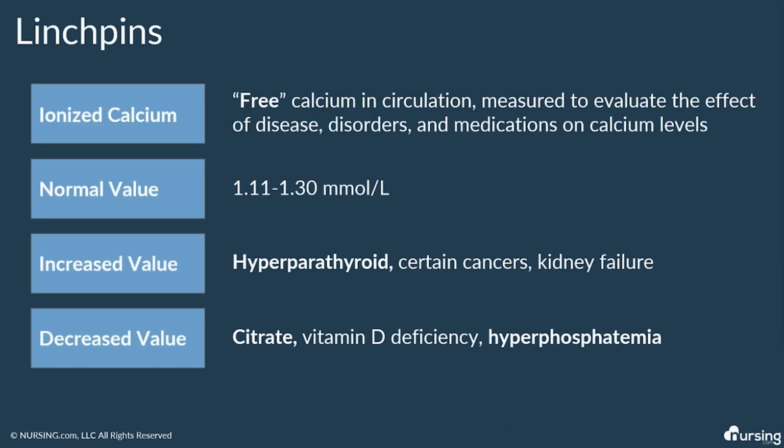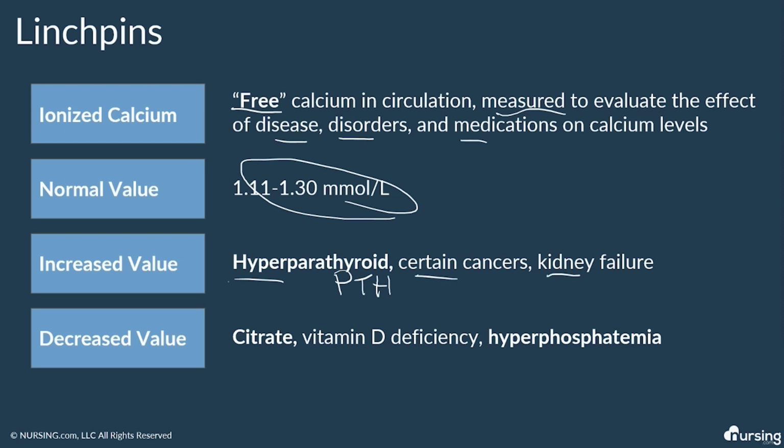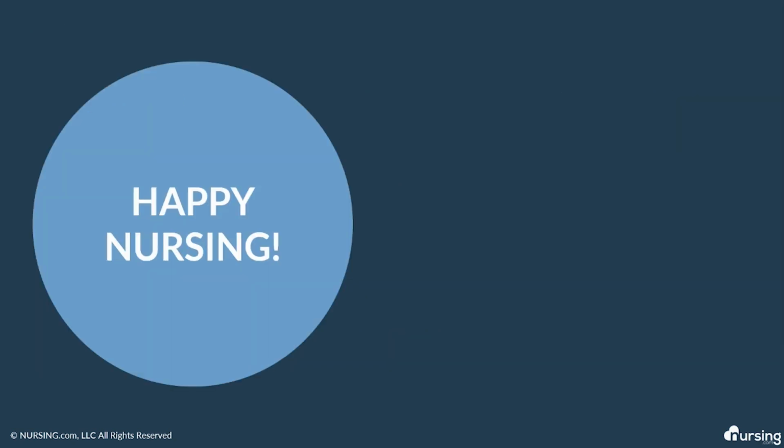The linchpins for this lesson are that ionized calcium is the free calcium in circulation. It's actually bioavailable to the tissues because it's not attached to protein. It's measured to evaluate the effects of disease, disorders, and medications on calcium levels. Normal values are between 1.1 and 1.3 millimoles per liter. We'll see it increased in the times of too much parathyroid hormone, certain cancers, and kidney failure, and then it will be decreased if it's bound by citrate, a vitamin D deficiency, or hyperphosphatemia. This wraps it up on ionized calcium.